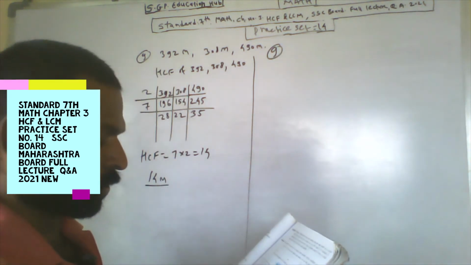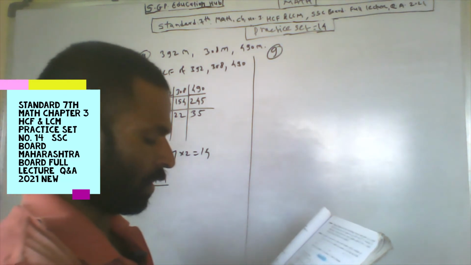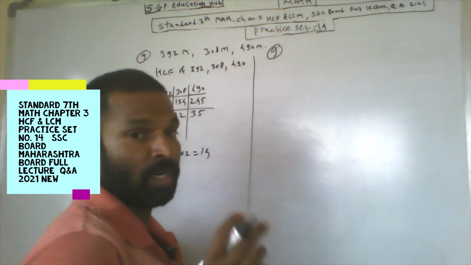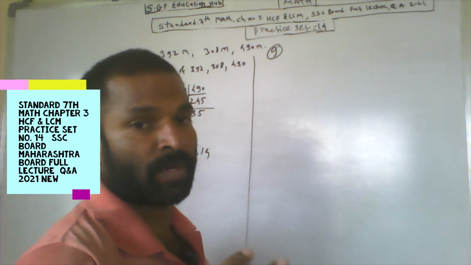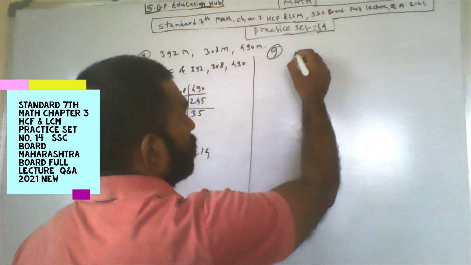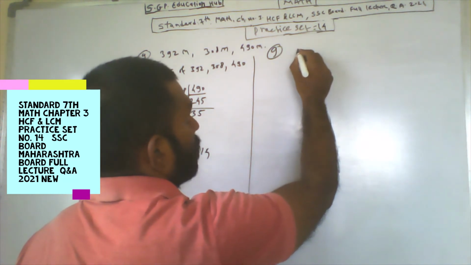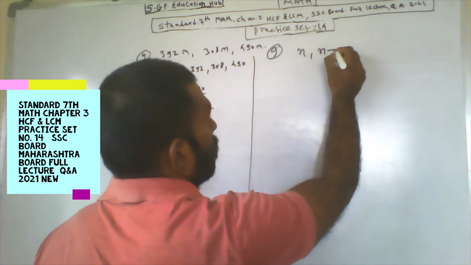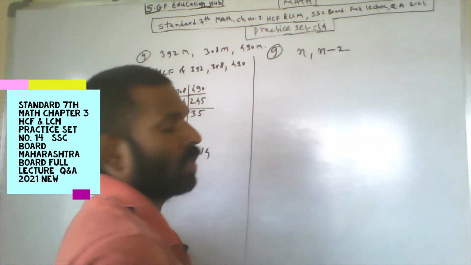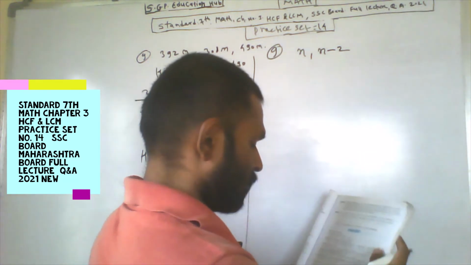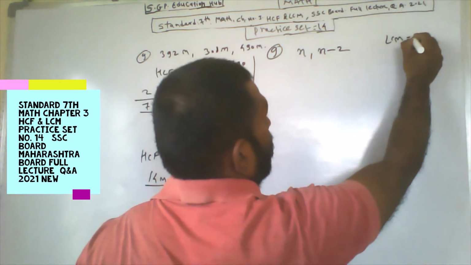Now question number 9, and the most important question is this one. Two consecutive even numbers have LCM of 180. Which two consecutive even numbers? Even numbers means the difference is 2. So the numbers are x and x minus 2, and LCM is 180.